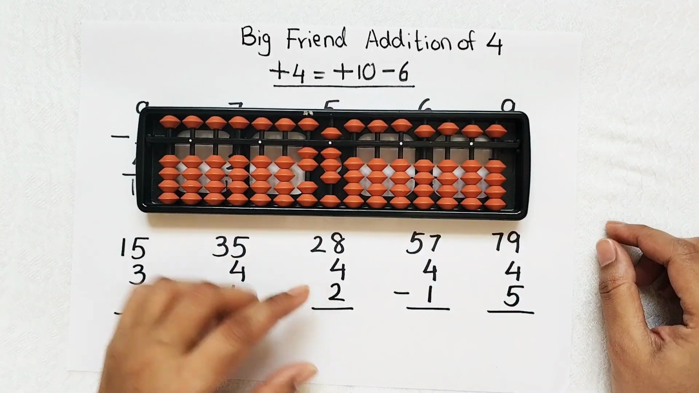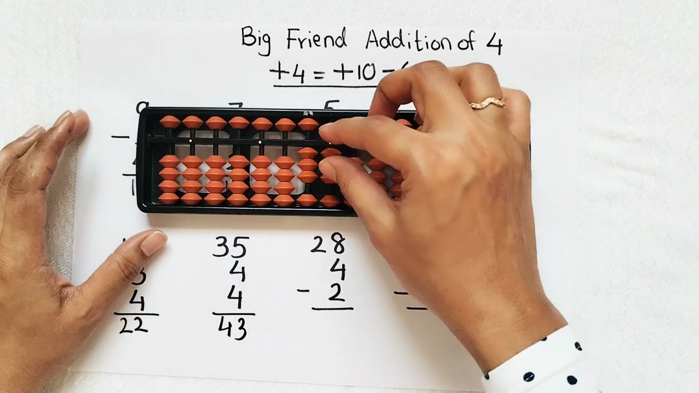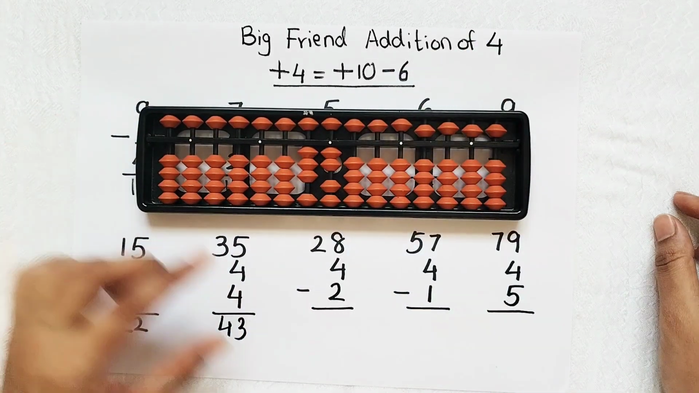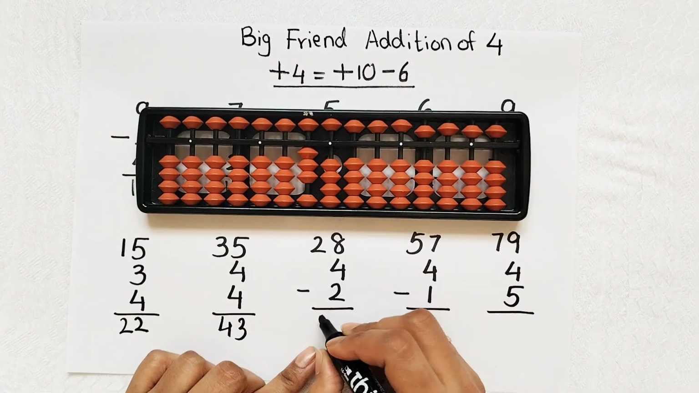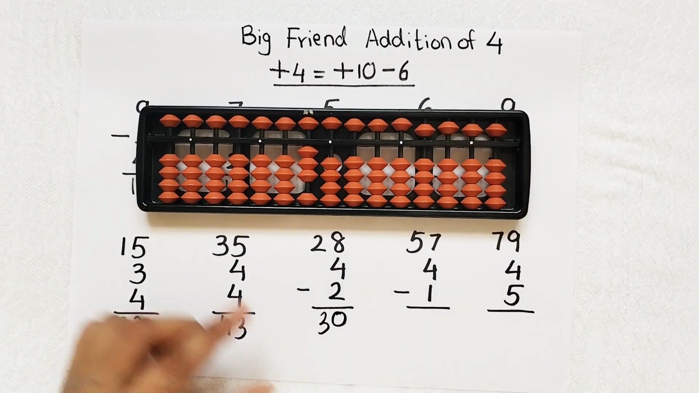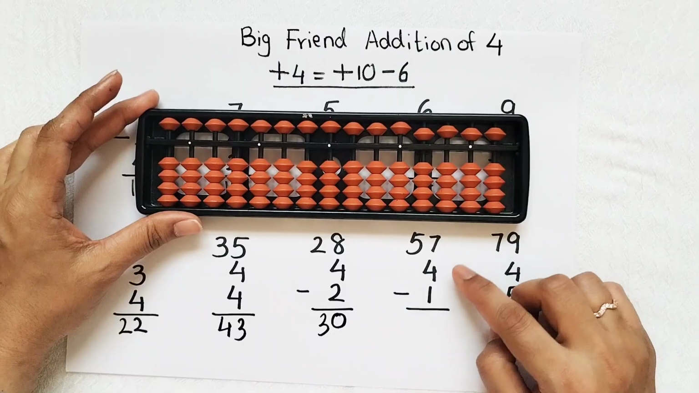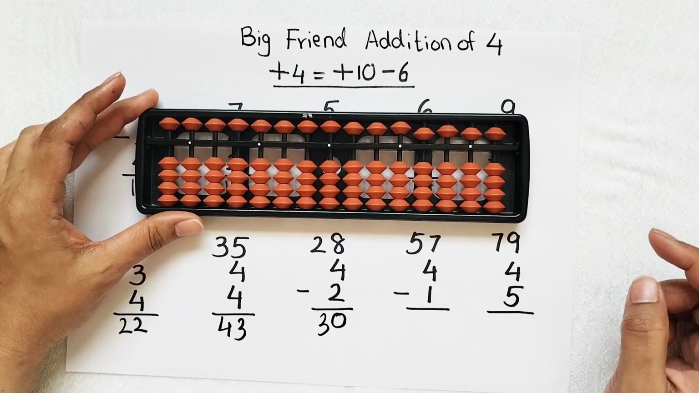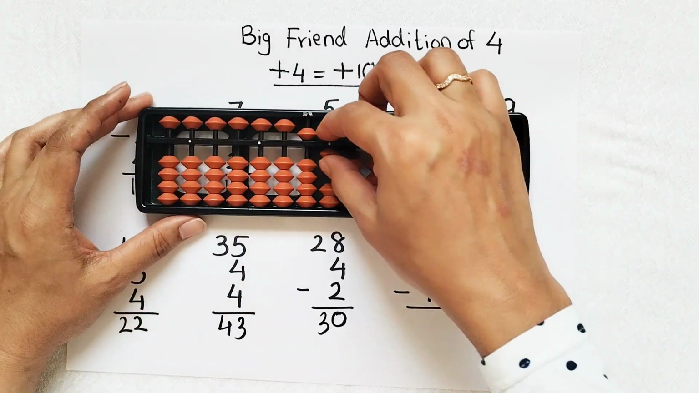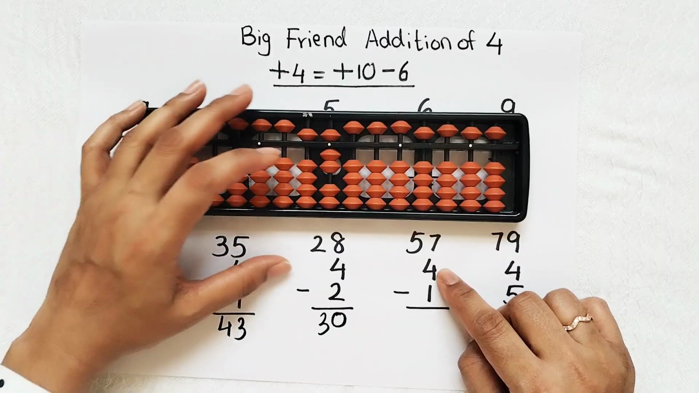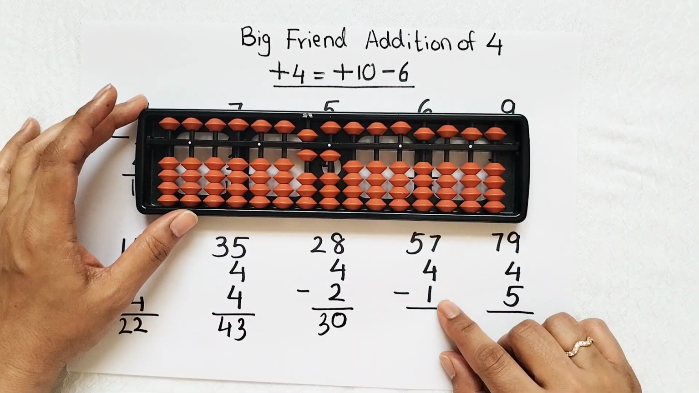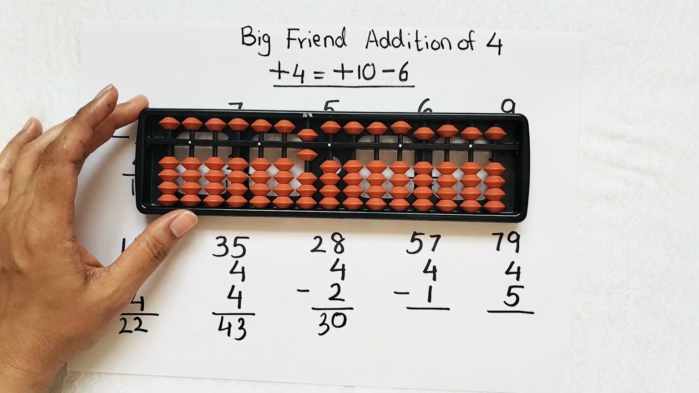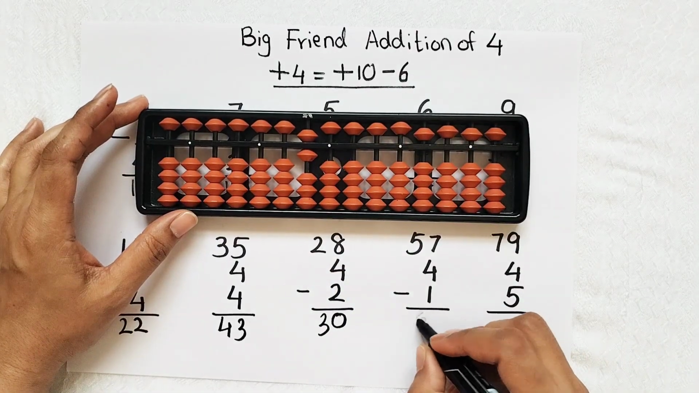28 plus 4 is plus 10 less 6 less 2. My answer is 30. Next, 57 plus 4 less 1. 57 plus 4 is plus 10 less 6 less 1. My answer is 60.